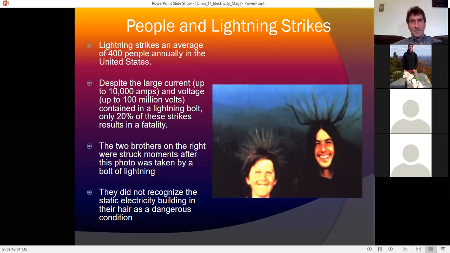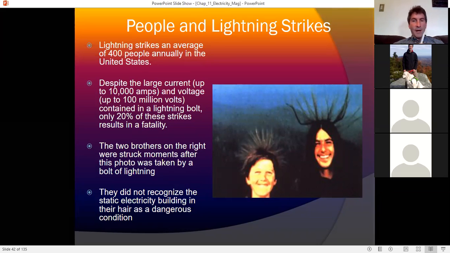These two campers were hiking up a mountain one day during a thunderstorm, and all of a sudden they thought, oh wow, our hair's standing up. This is really neat. Moments after this photograph was taken, they were struck by lightning. Originally I posted that the two brothers were killed by lightning strike, but I later saw a corrected video where they talk about their experience of being struck by lightning. So they must have survived.